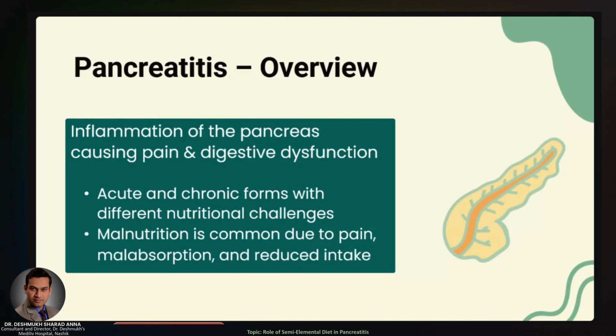So now, what is pancreatitis? Pancreatitis is basically inflammation of the pancreas causing pain and digestive dysfunction. It has two types basically, acute and chronic forms, with different nutritional challenges. Malnutrition is common due to pain, malabsorption and reduced intake.